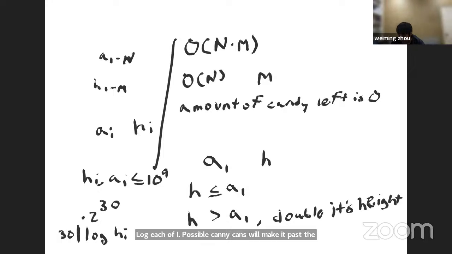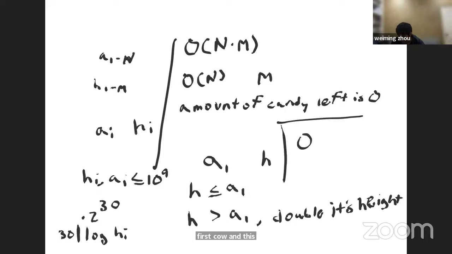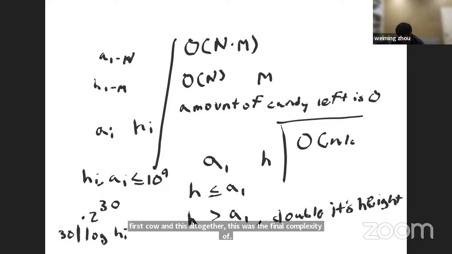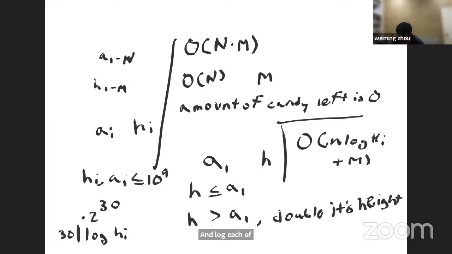And this altogether leaves us with a final complexity of O of n log H of i plus m. And the final code is just the O of n times m brute force with an extra optimization added to break out of the for loop if there's no more of the candy cane left.